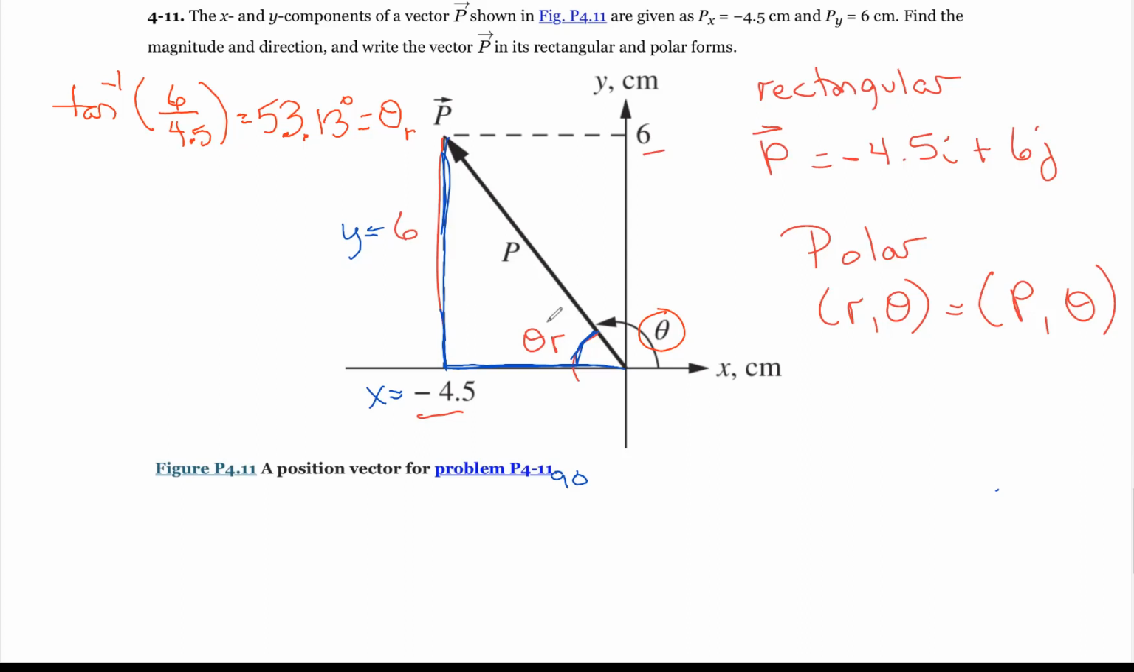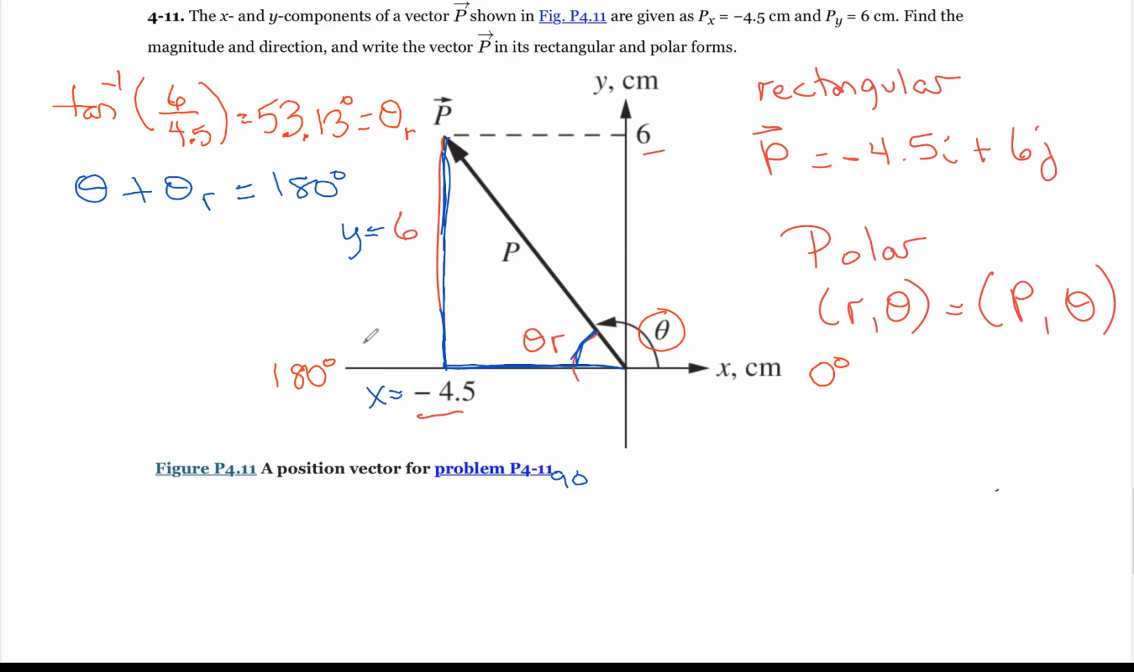What I want to do is find theta, not theta sub r. This is 0 degrees. This is 180 degrees. This is just a little bit of geometry. Theta plus theta sub r is equal to 180 degrees. So if I want to find theta, I would just subtract my reference angle from 180 degrees.